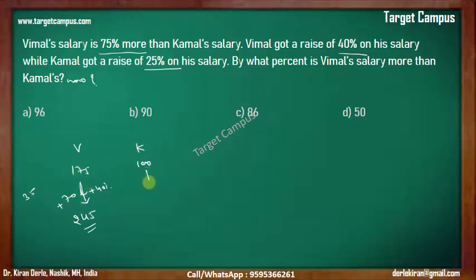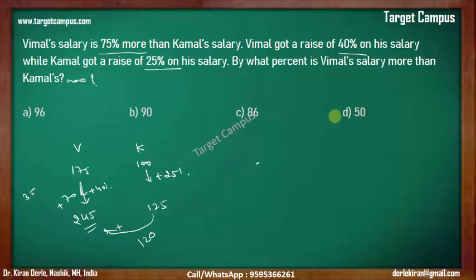And Kamal got a raise of 25% only. Don't get disappointed for him, this is just an example. So this is 125. Now, by what percent is Vimal's salary more than Kamal's salary? So let's see, what is the increment here? 245 minus 125, it is ahead by 120.